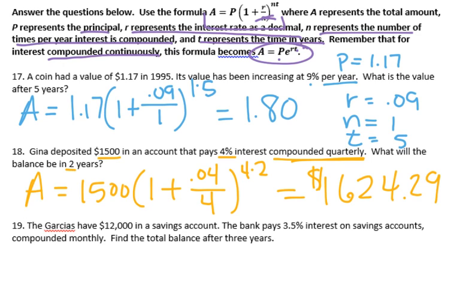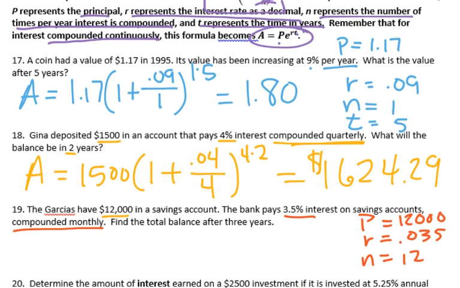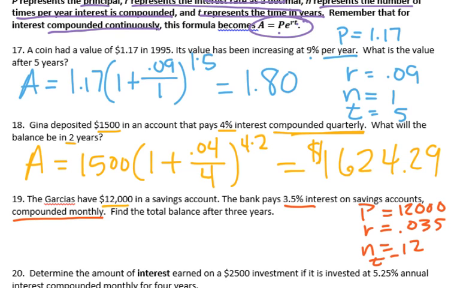Okay, 19. The Garcias have $12,000 in a savings account. The bank pays 3.5% interest on a savings, compounded monthly. So P would be 12,000. R would be 0.035. N would be, well, there's 12 months in a year, so 12. And then T would be 3.